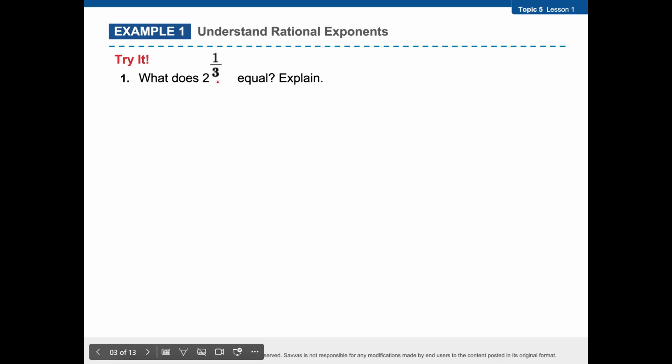So 1/3, this would be a cube root. So 2 would go on the inside. It has a power of 1, so 2 to the first power would just be a 2. And then because it is a cube root, you do need to put the 3 on the outside. So this is a rational exponent converted into a radical expression.